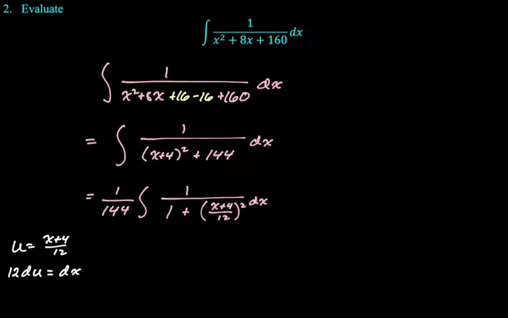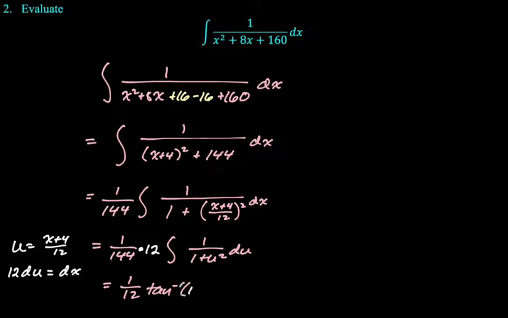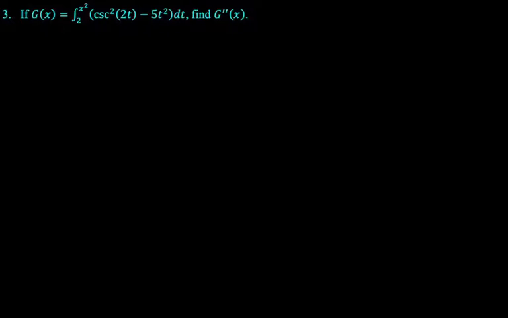This is an indefinite integral, so we can just substitute in. So we got 1 over 144. From dx, you will pick up another 12. And then it'll be the integral of 1 over 1 plus u squared du, which is going to be 1/12 arctan of u, and then plus c. And then u is equal to x plus 4 over 12. So we get 1/12 arctan of x plus 4 over 12 plus c. Whew. So look out for arctans. They come up.